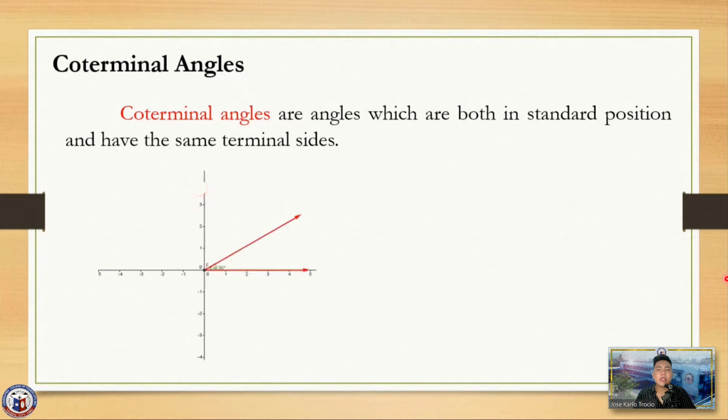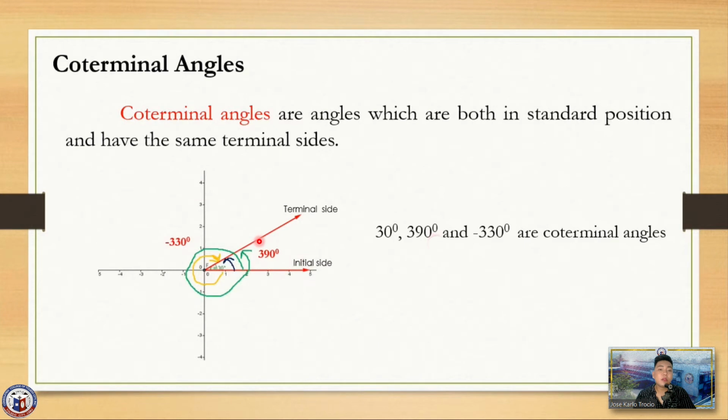Look at this. You have the initial side which lies on the positive x-axis, right? And the second ray is what we call the terminal side. Initial side, it is where you start opening your angle, and the terminal side is the final or the last side of the angle.